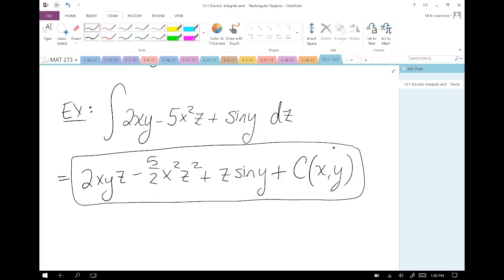So the reason for that is because this is the opposite of partial derivatives. And the derivative of this with respect to z is 0. It could still have all sorts of crazy stuff with respect to x and y, and its derivative with respect to z would be 0, no matter what it had with x and y.